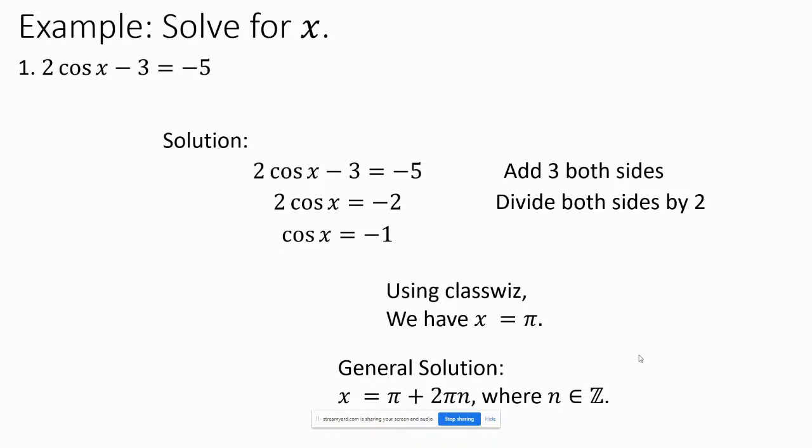Sir, kanina ko pa po napapansin, sir, na ang mga final answers mo is always in pi radians. Lagi pong in pi radians. Hindi po pwede na, sir, na in degrees? Halimbawa po, 180 degrees, 90 degrees, 30 degrees. Hindi po ba pwedeng ganon?